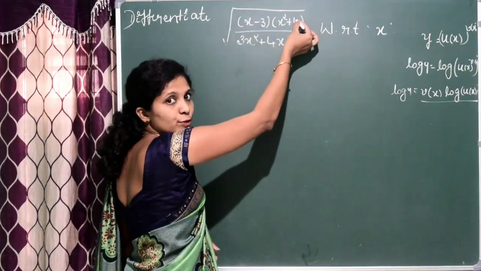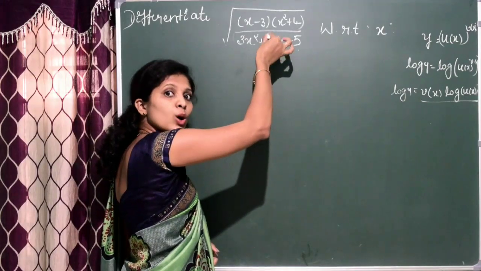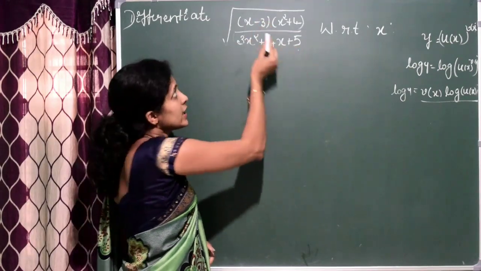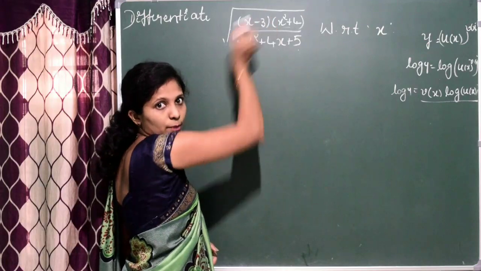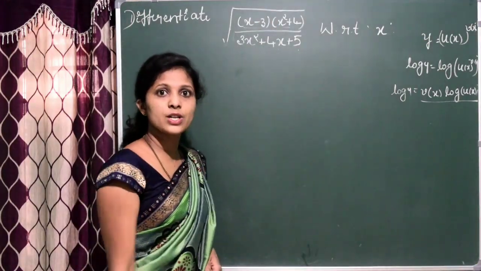Next, the function is of the form f of x divided by g of x, so you have to apply the quotient rule. It will be very lengthy. Here you have to apply the product rule and here you have to apply the quotient rule, so the problem will be lengthy. So if you use the logarithmic function, it will be easy.